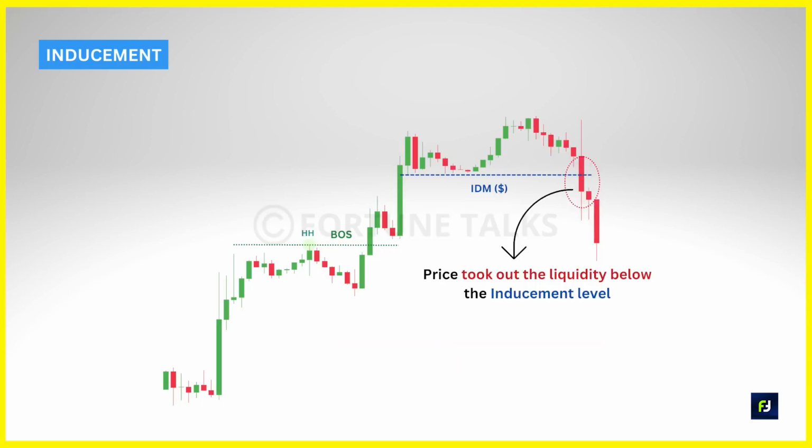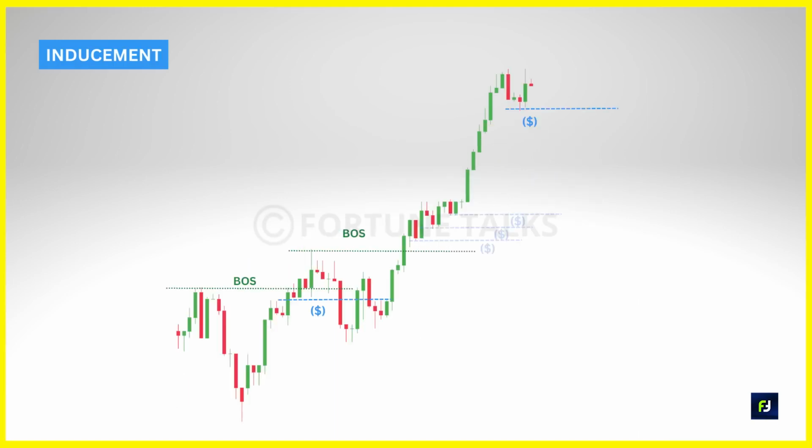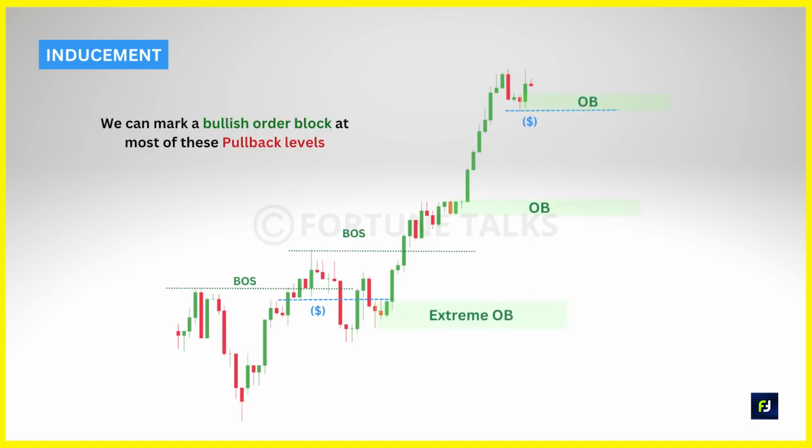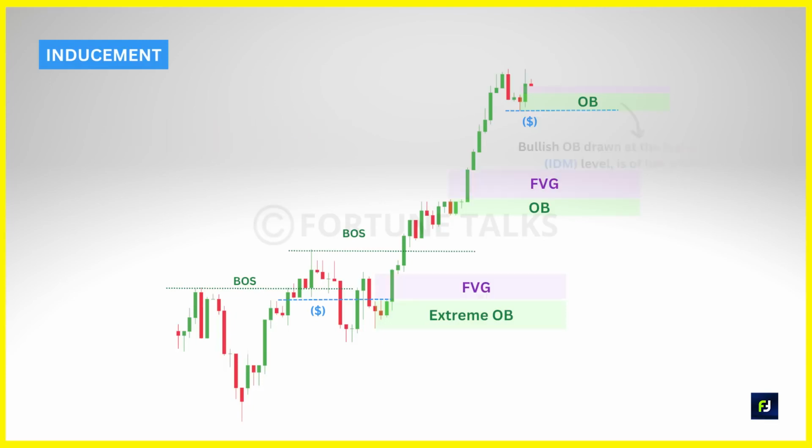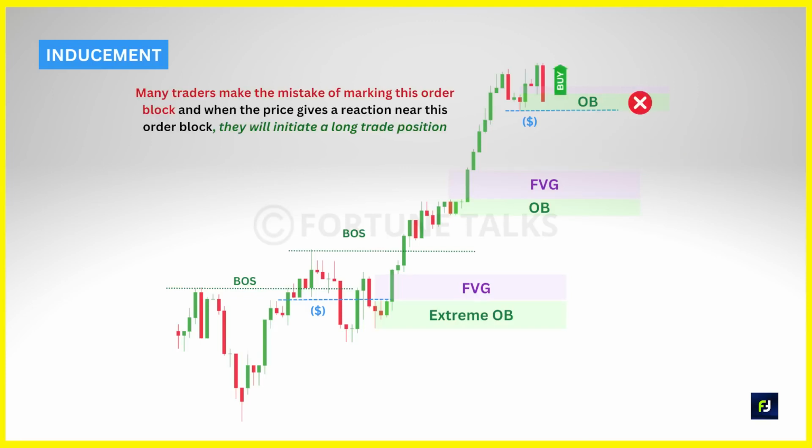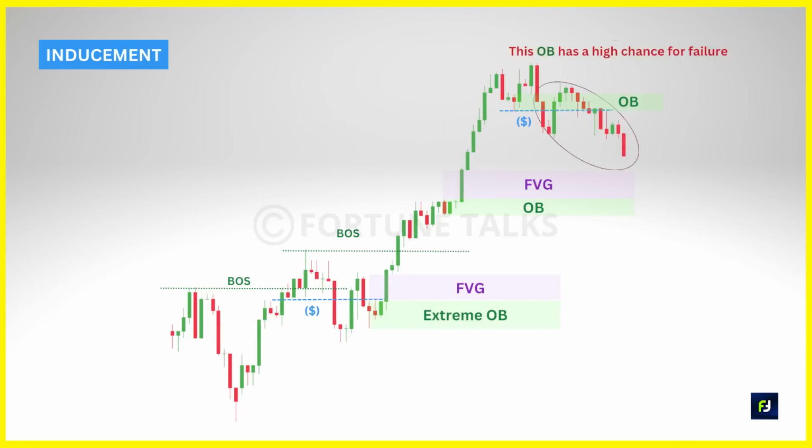And in this case, the market has taken out the inducement as the price has crossed below the pullback lows. Now, I will tell you why this is important. During the minor pullback after a bullish breakout structure, you can mark a bullish order block at one or more of these levels. But the bullish order block drawn at the highest pullback level is of low probability, and there are high chances that the market will come back to take out the liquidity and break below this order block and move lower. Many traders make the mistake of marking this order block, and when the price gives a reaction near it, they initiate a long position. But the chances of this trade failing are very high.